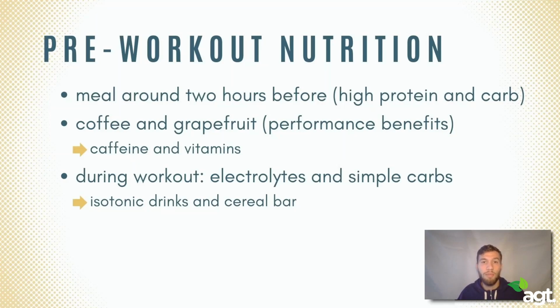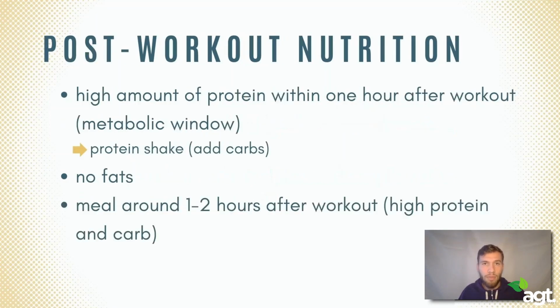During your workouts, especially during long workouts, you can have some electrolytes and some simple carbs. So isotonic drinks would be a good thing, or cereal bars. As I said, some carbs that provide you with quick energy. Isotonic drinks or water with electrolytes is better than normal water, because from normal water, you're going to urinate more often, which leads to the loss of more electrolytes.